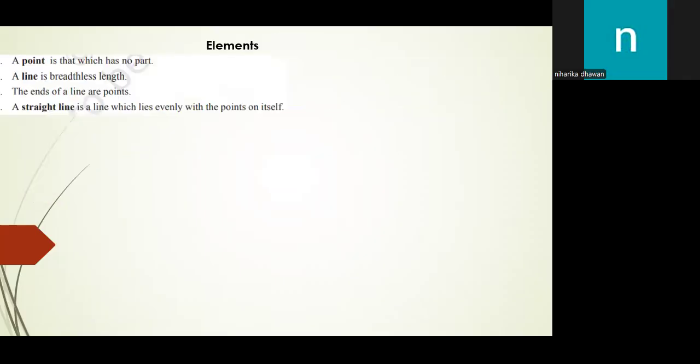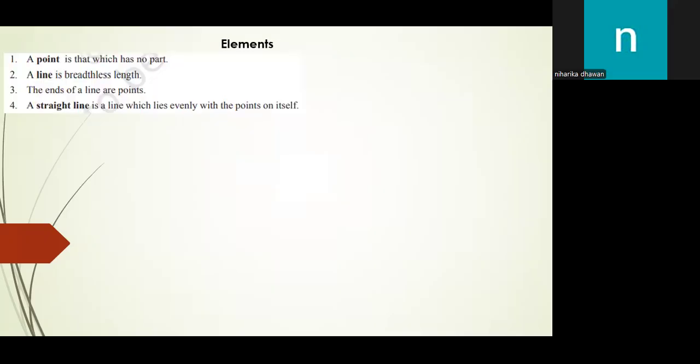Let's look at the elements. As the name of this chapter is Introduction to Euclid Geometry, Euclid was a scientist who talked about some elements in maths. The first element is a point. A point is that which has no part.